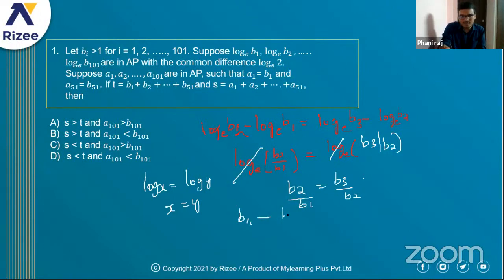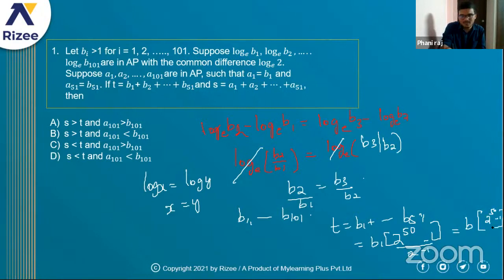I think this should be trivial for you, but just for the sake of completion, we'll do it. Now, if t is the sum of bi for i equal to 1 to 51, not till 101, what is t? t equals b1 plus and so on, up to b51. This is first term into the common ratio raised to n minus 1 over r minus 1. The common ratio is 2, because if the common difference is log 2, the common ratio is 2. So with n equal to 51, this is b1 into 2 power 51 minus 1 by 2 minus 1, which equals b1 into 2 power 51 minus 1.